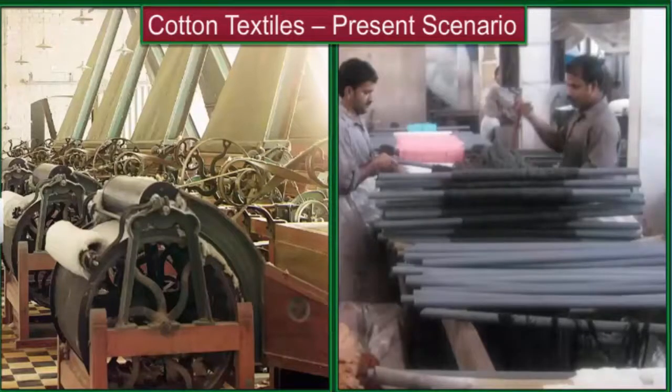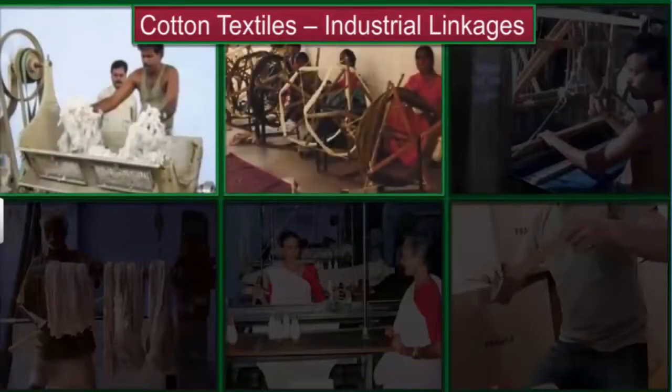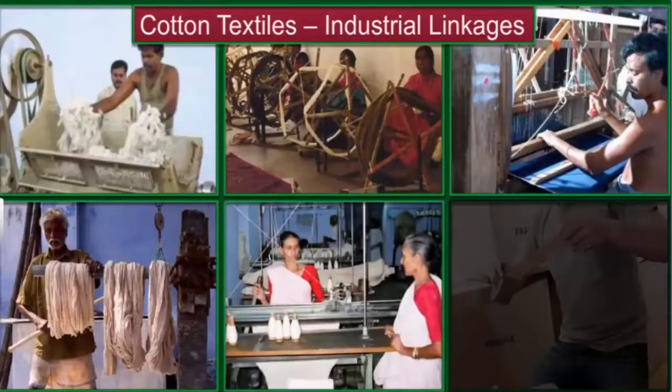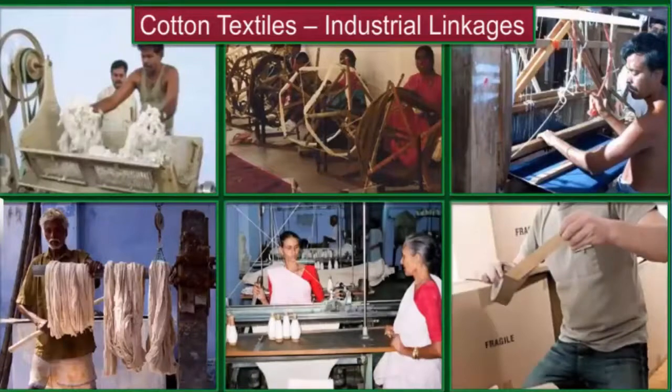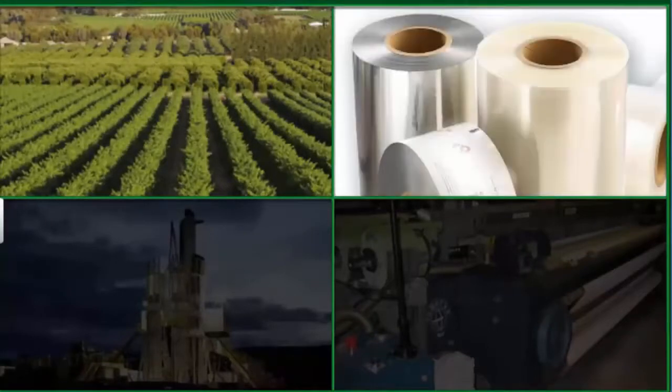The cotton textile industry supports people in a number of jobs, like farmers, cotton pickers, and workers engaged in ginning, spinning, weaving, dyeing, designing, packaging, and tailoring. The industry also supports other production sectors like agriculture, manufacturers of dyes and packaging material, and engineering companies manufacturing spinning and weaving machines.